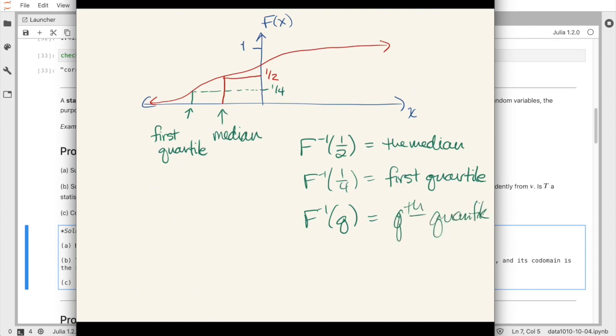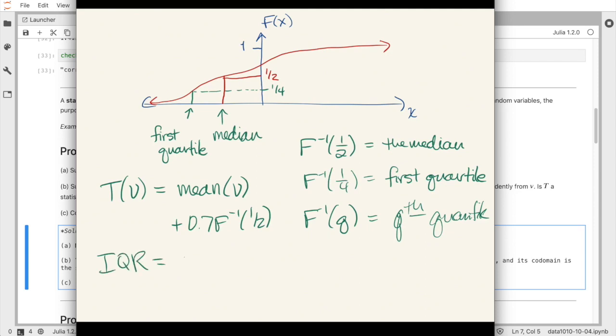And note that once we have some statistical functionals, we can combine them together in various ways to get other statistical functionals. For example, you could define your statistical functional to be the mean of the input distribution plus 0.7 times the median of that distribution. And you could keep making this expression bigger and so on. Once you have statistical functionals, you can combine them together numerically to get other numerical outputs. There's even one of these that has a name. It's called the interquartile range. And that's the third quartile minus the first.